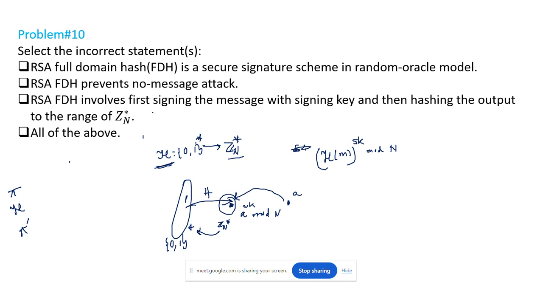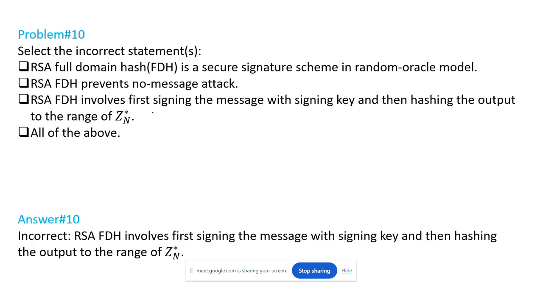Okay. So if you do not have any more questions, I can end this session today. And what is the right answer in this one? The first two. It is a secure signature scheme in the random oracle model, and it prevents the no message attack. So the question asked for the incorrect statement, and the incorrect statement is the third one.